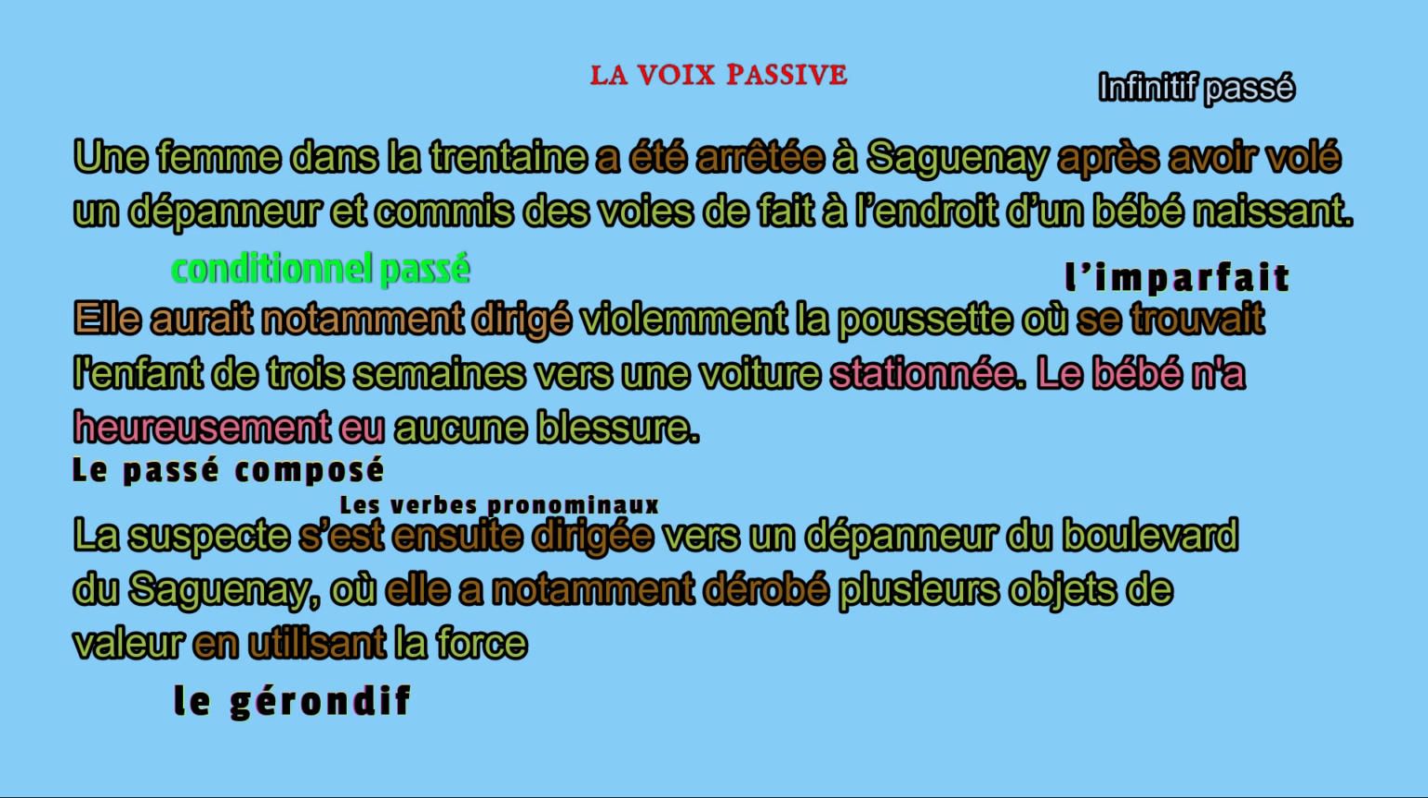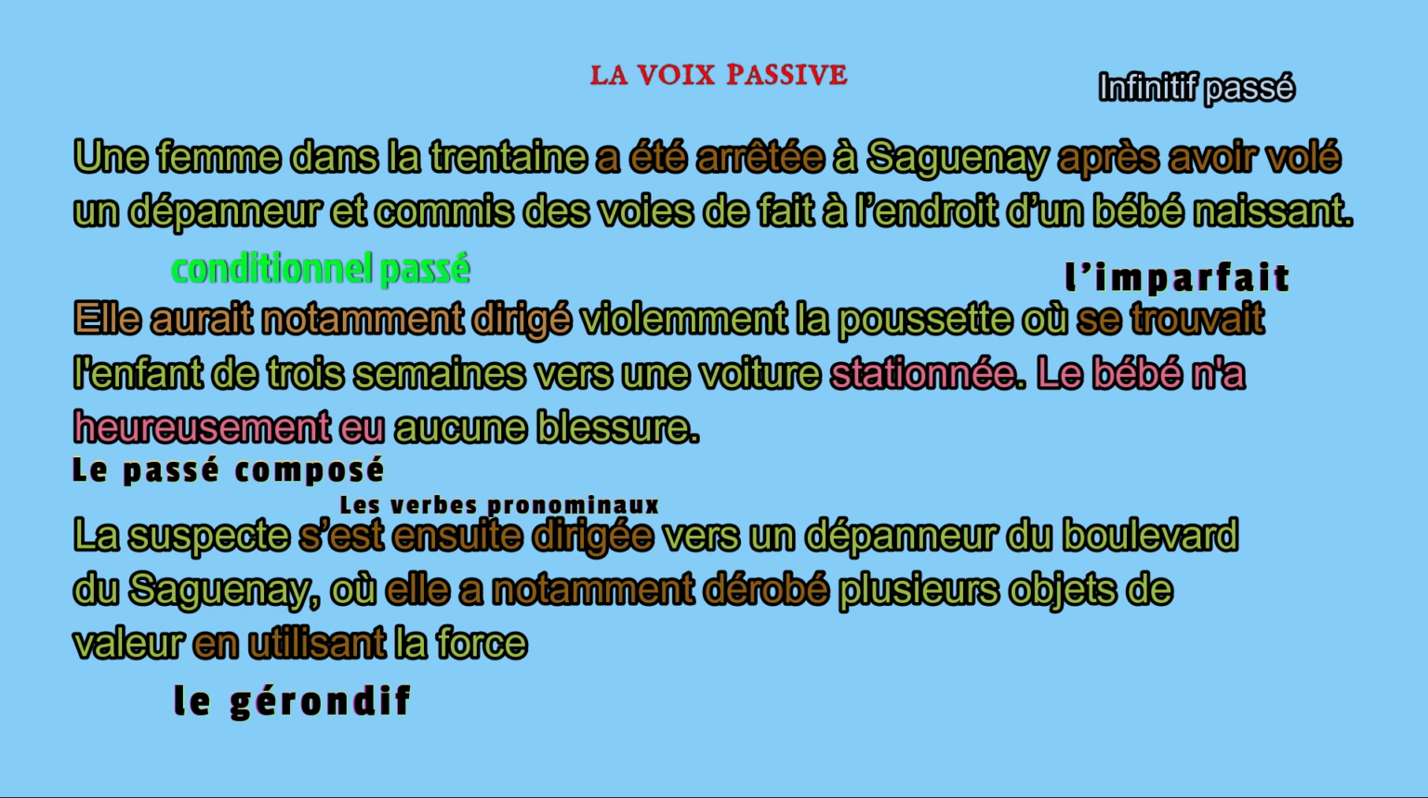Next one, où se trouvait. As you can see, that's l'imparfait. We have to use l'imparfait because it describes the situation in the past. So when she violently attacked the baby, that baby was at that specific place. He was there for a certain period of time. And when we use l'imparfait, we always describe a situation that was taking place in the past. So that's why we have to use l'imparfait.